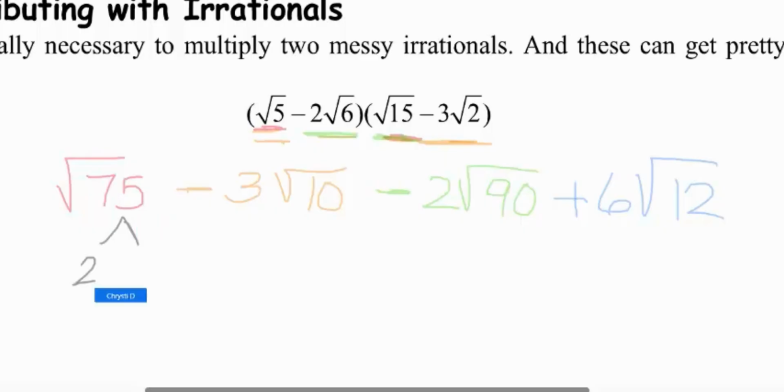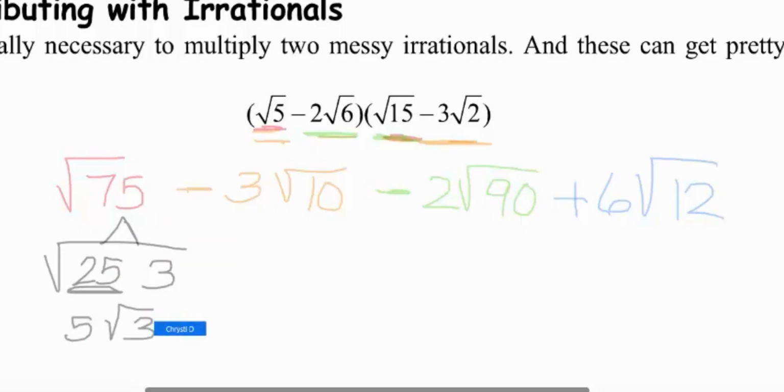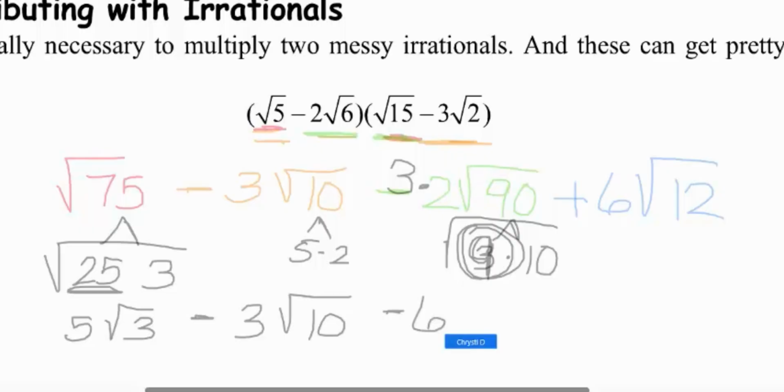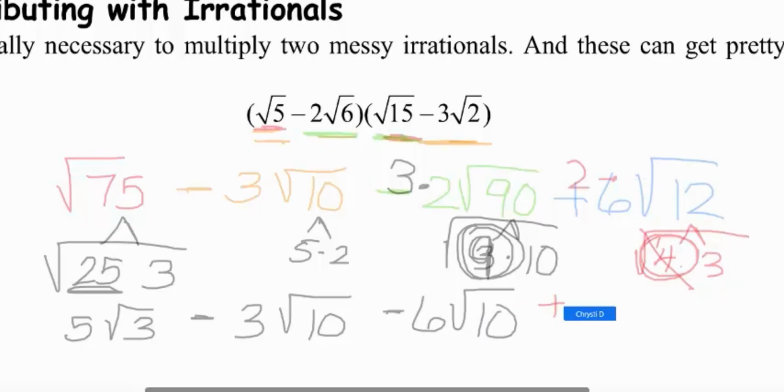75, that's going to be 25 times 3. And you might be able to see 25 is a perfect square, so that's 5 square root of 3. And if you didn't see that, you could do the prime factorization even further, and then you'd see that would be 5 times 3. And then for 10, that's 5 times 2, but we can't simplify that anymore. 90, that's going to be 3 times, oops, you know what? I can do 9 times 10. 9 is a perfect square. So the square root of 9 is 3. So this is going to end up being, I have to multiply it by what was out there, 6 square root of 10. And then for square root of 12, we have 4 times 3. 4 is a perfect square. So I have 12 square root of 3.